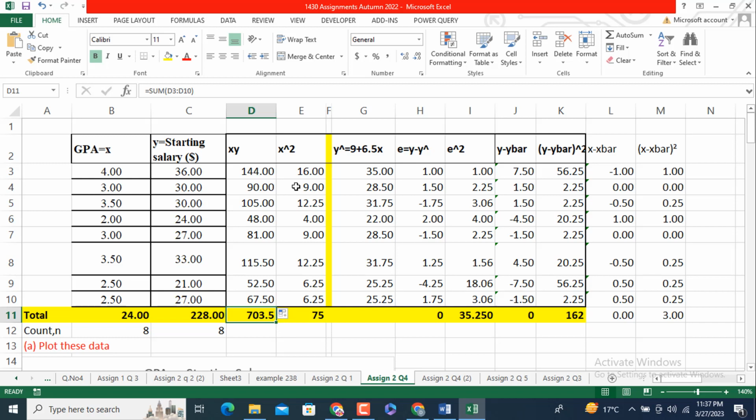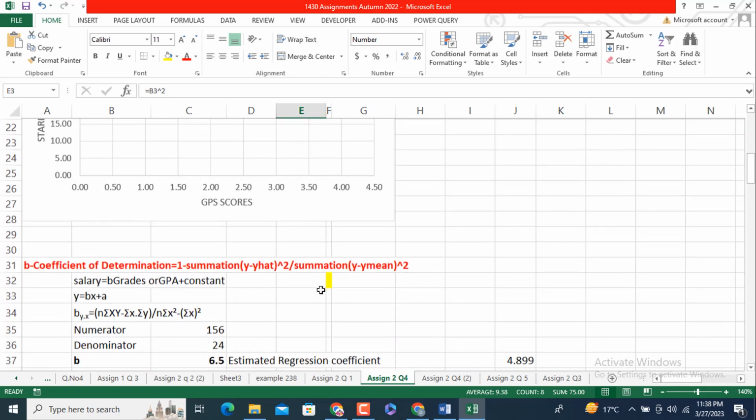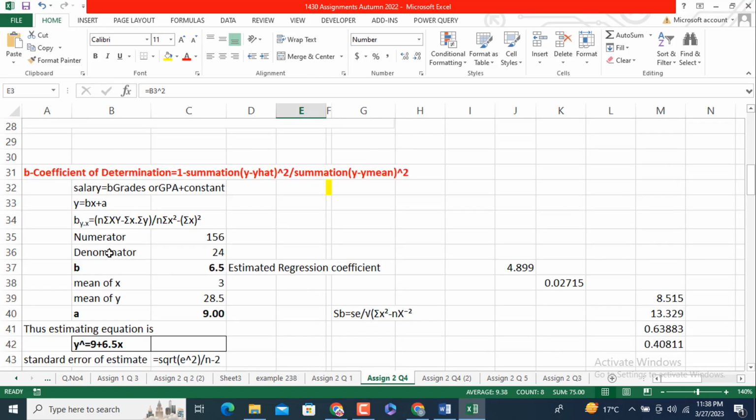Now the second component that we need to determine the value of b y on x is x square. So just take the square like this; this is the sign which is used in Excel for power 2, meaning square. Just write this formula and drag it down. For this, it is now required to put two cells here, numerator and denominator separately, to find b y on x easily.